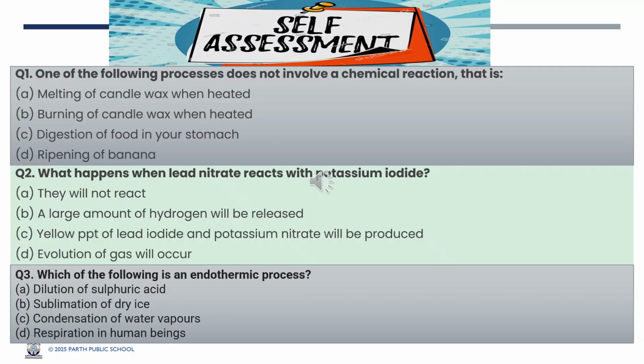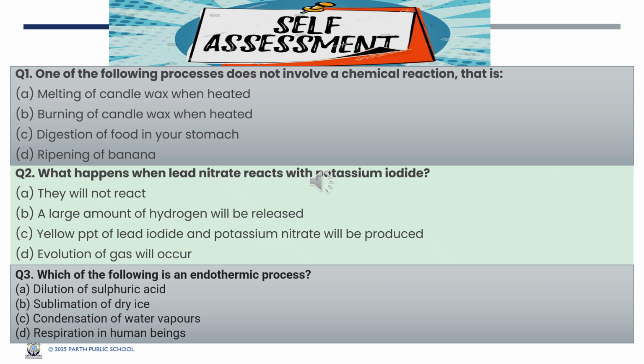Students, now it's your turn. It's time for self-assessment. There are 3 MCQs. First, which one of the following processes does not involve a chemical reaction? A. Melting of candle wax when heated. B. Burning of candle wax when heated. C. Digestion of food in your stomach. D. Ripening of banana.